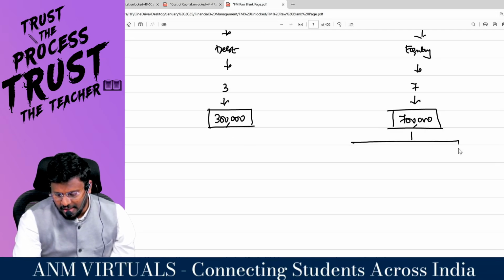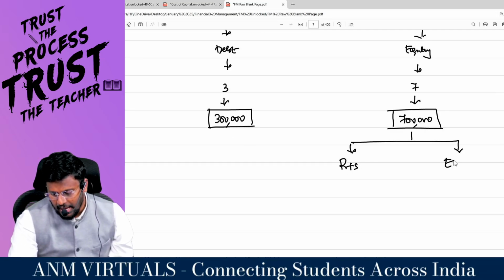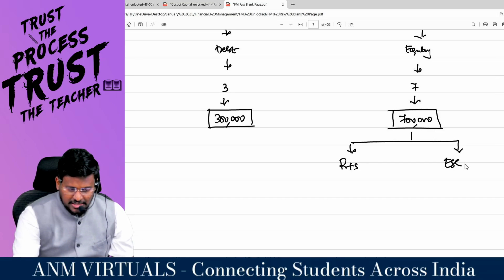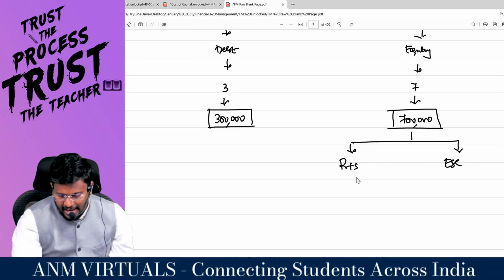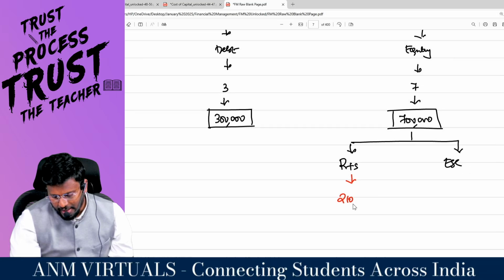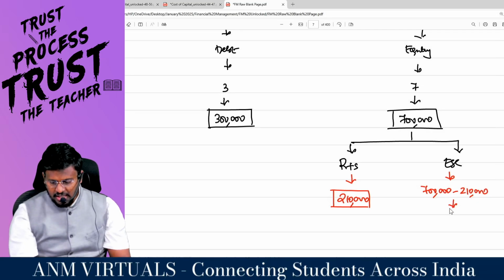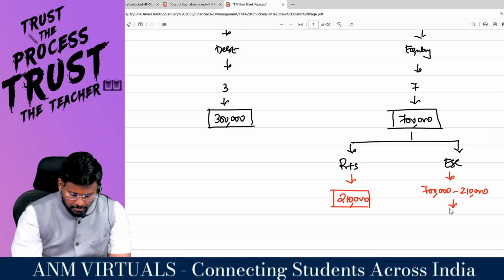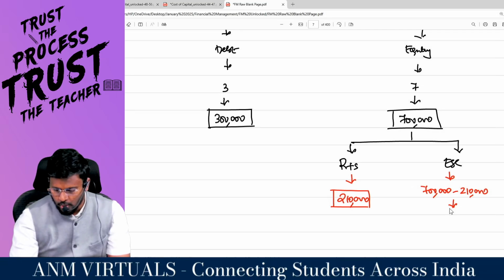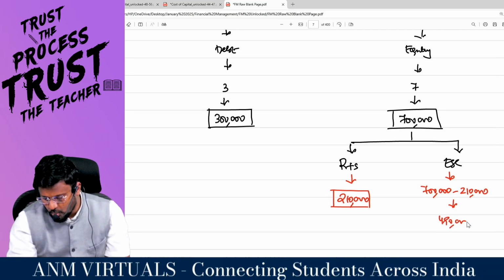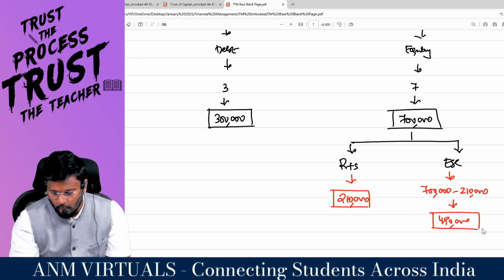In that equity, we can classify into two categories: number 1, reserves and surplus, and equity share capital. Reserves and surplus already given in the question as 2,10,000. So out of 7 lakh, if 2,10,000 is reserves and surplus, then 7 lakh minus 2,10,000 comes to 4,90,000, which will be the equity share capital component.